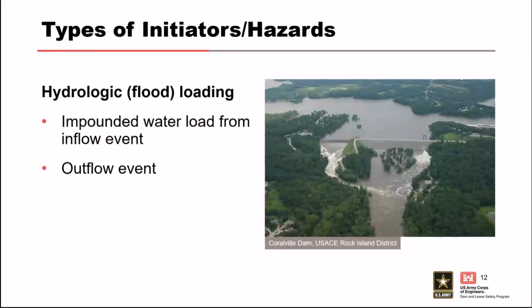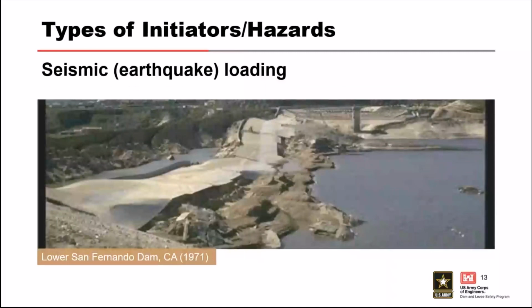The most common type of initiator for dam and levee safety is hydrologic. A hydrologic hazard is caused by impounded water load or its outflow for dams or a flood load for levees. Another common type of initiator is seismic ground shaking for some of our potential failure modes. So seismic initiators are more prevalent along the West Coast and in the central United States where ground motions are the strongest. However, the seismic loading should be checked for all structures during a risk assessment regardless of location.